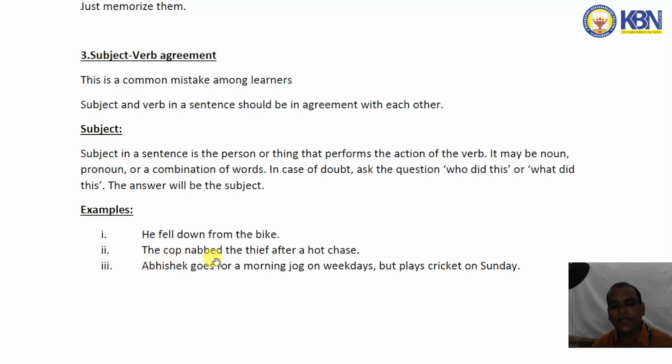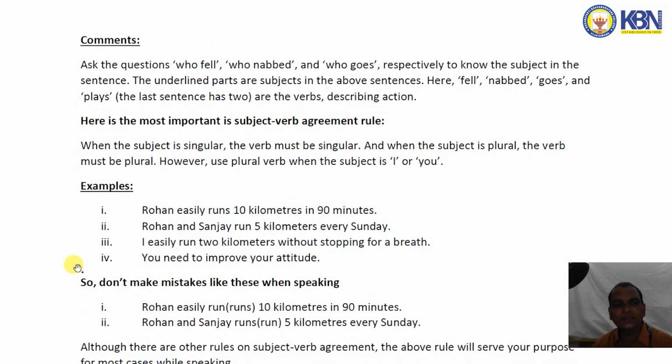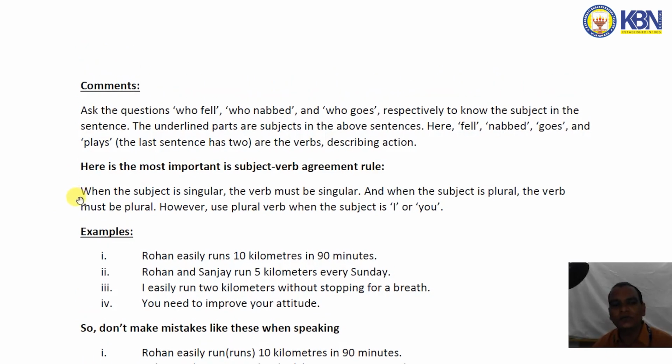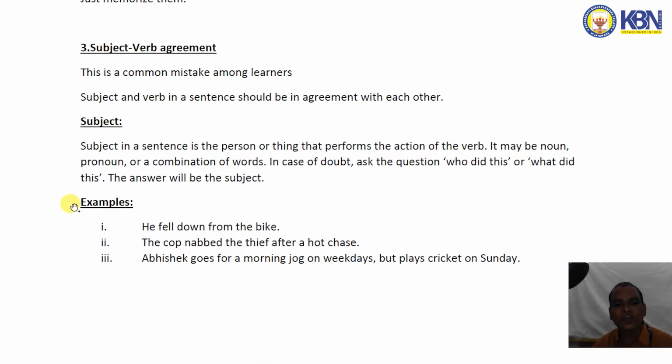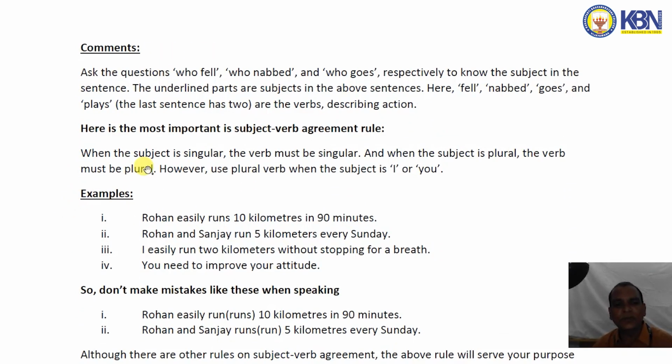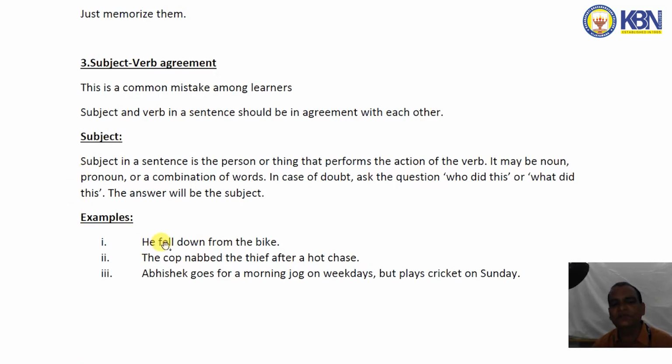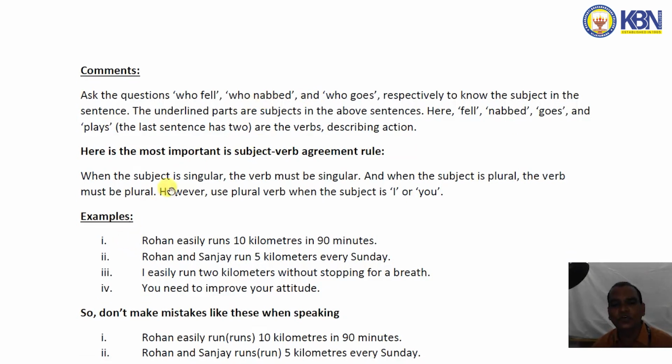The cop nabbed. Abhishek goes. He fell. The cop nabbed. Abhishek goes. Then let us see in this the comments. Ask the questions: who fell, who nabbed, who goes. Then automatically we can say who fell. In the first sentence, he fell. Who fell means he fell. And in the next sentence, who nabbed.